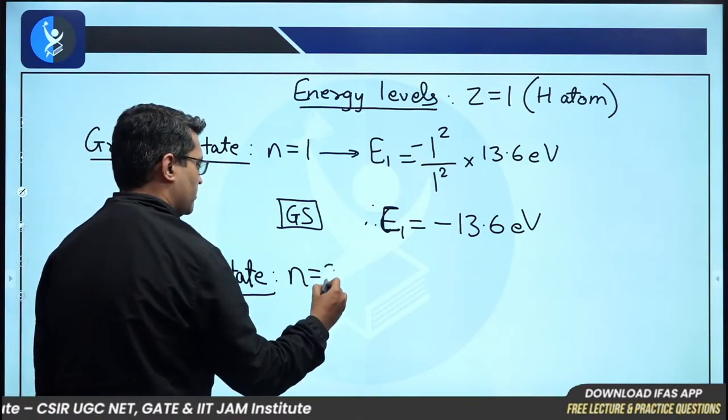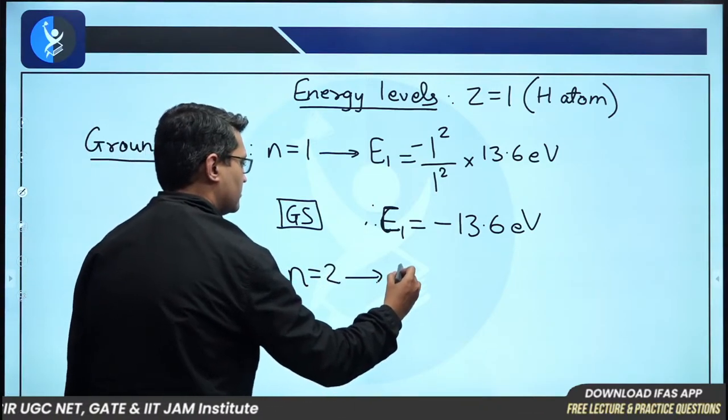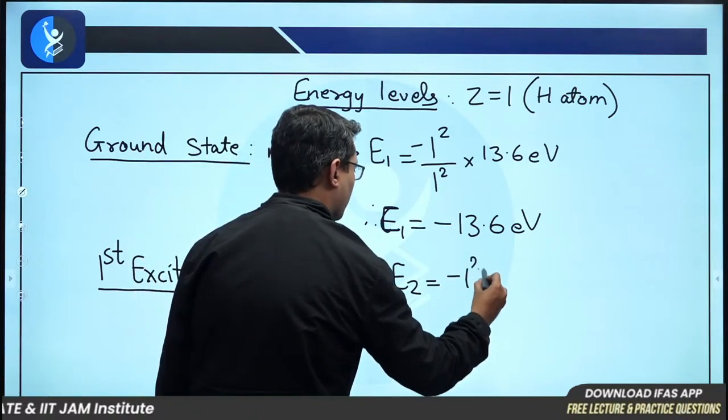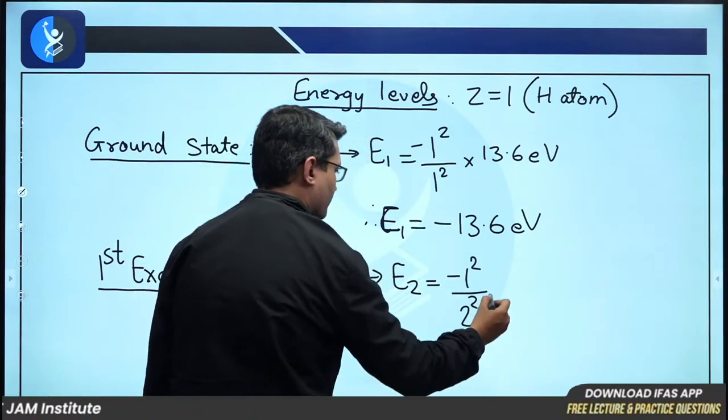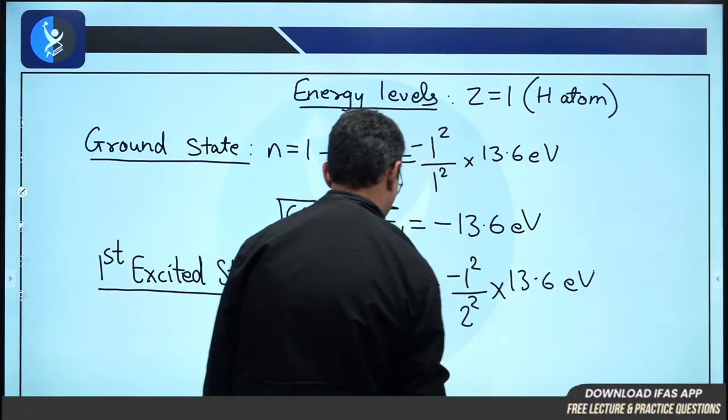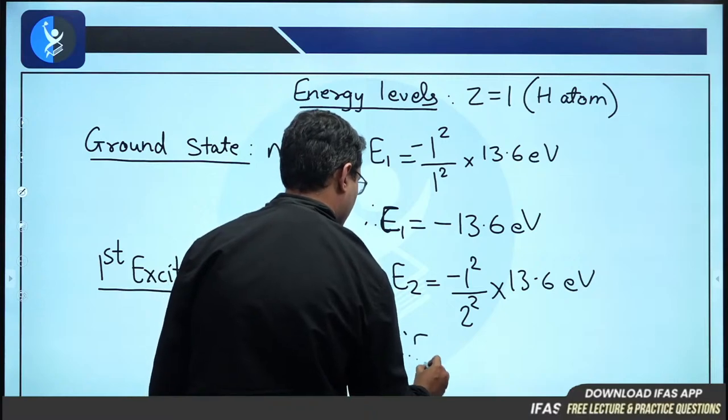Here, the value of n will be equal to 2. And E2 is how much? E2 will be now minus 1 square upon 2 square into 13.6 electron volts. Therefore, the excited state energy is how much?